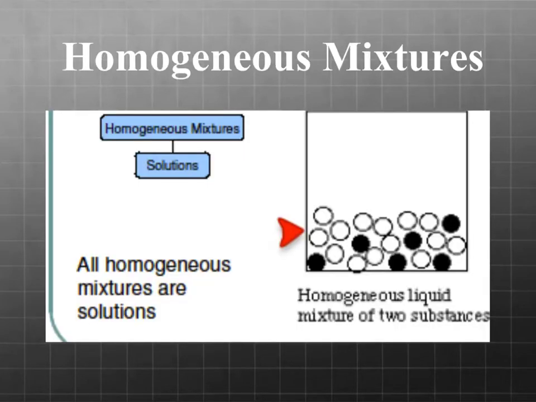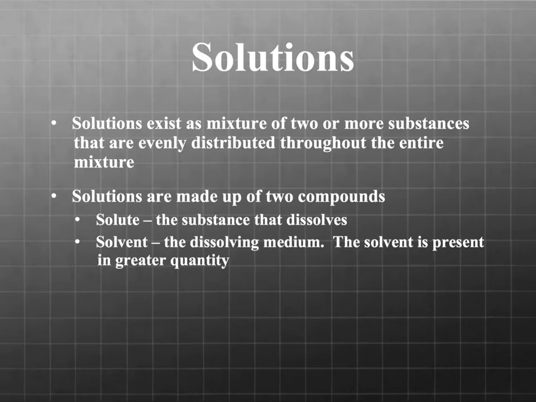Okay, we left off talking about mixtures, so we're going to talk about homogeneous versus heterogeneous mixtures. All homogeneous mixtures, so these are uniform throughout, are solutions. And a solution exists as a mixture of two or more substances that are evenly distributed throughout the mixture. So they're uniform, you can't see any parts or chunks or anything like that within them.